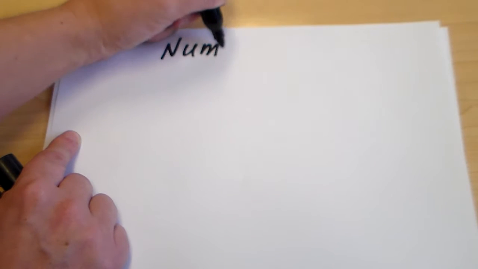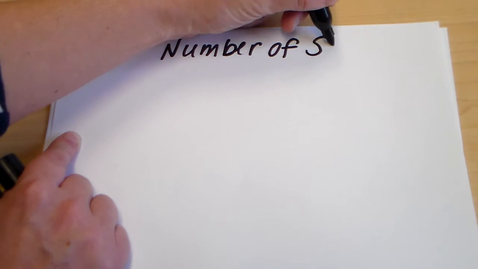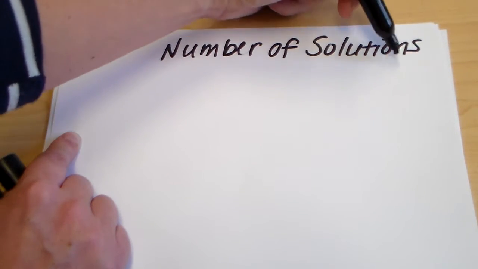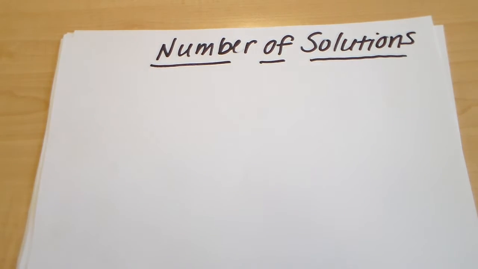number of solutions. So in your notebook for your summary tonight, we're going to make a title, and I'm using white paper just so that I have space and it's clear so you can see what I'm doing. You should just do this in your notebook as a normal title. So we are going to put our title as number of solutions. And what that means is how many answers we're going to get for our variable.